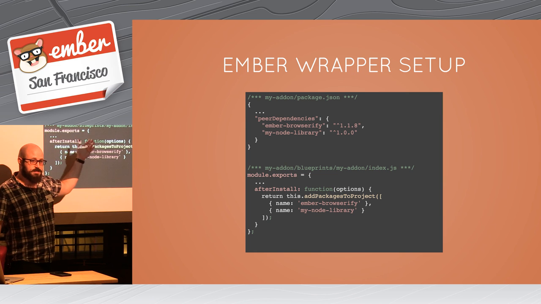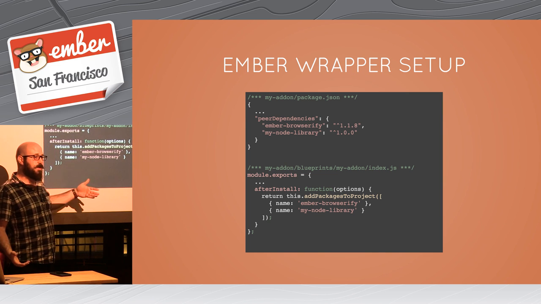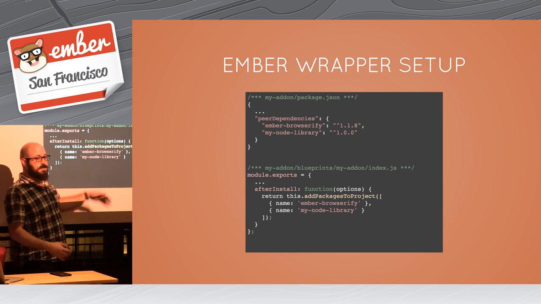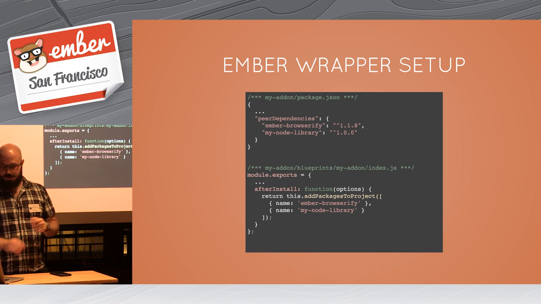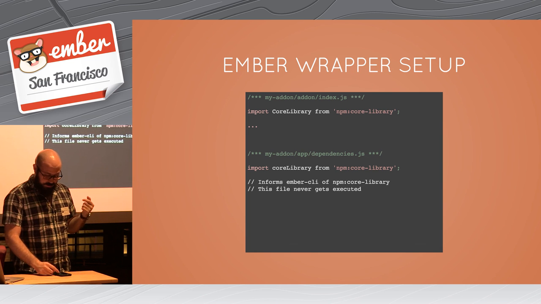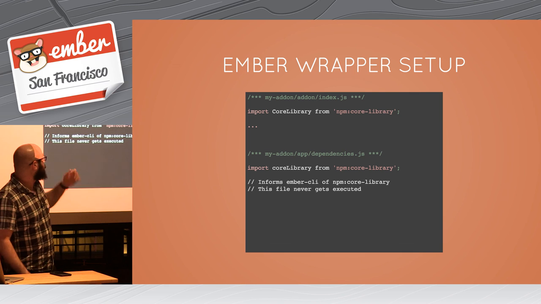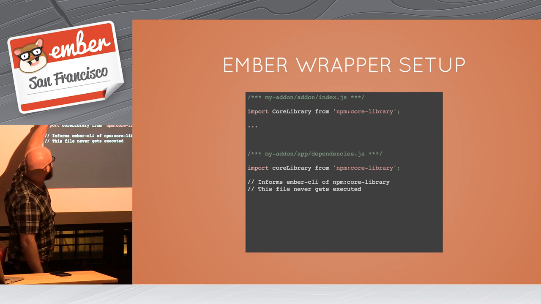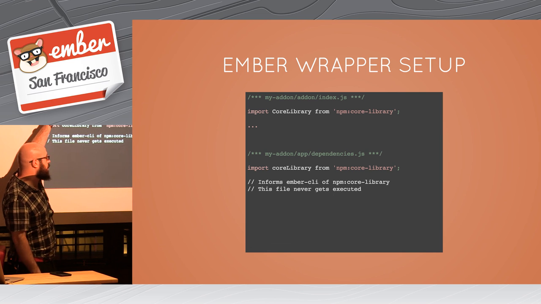If you do an Ember install of the add-on, it will automatically install the Browserify library at the top level and the other vanilla node library at the top level. So now I've taken what was essentially a three line install into a one line install. And then this is my add-on, so I can use the npm colon import anywhere in the add-on.